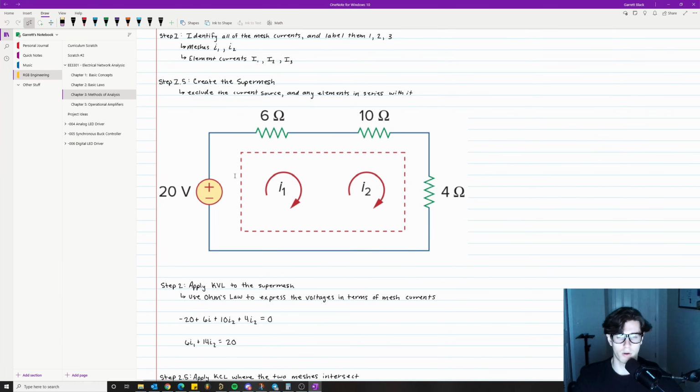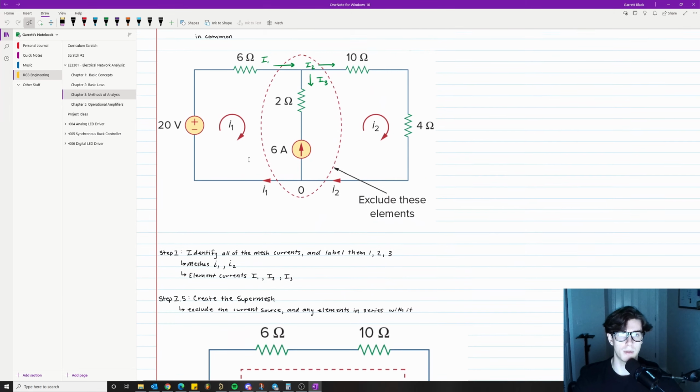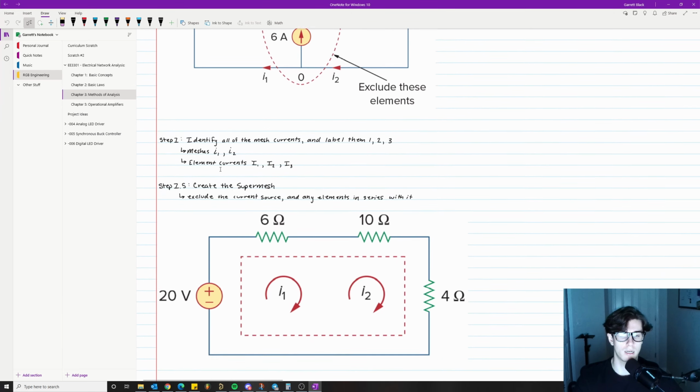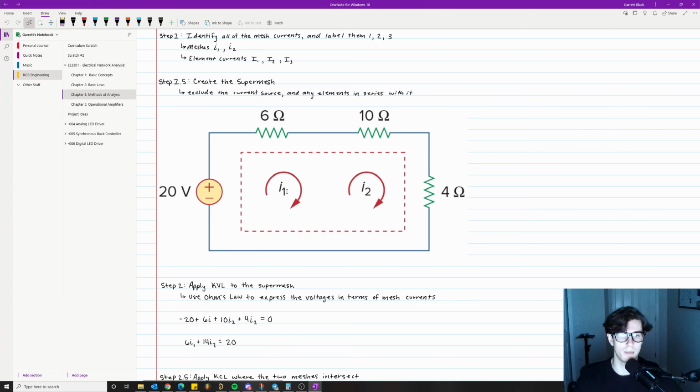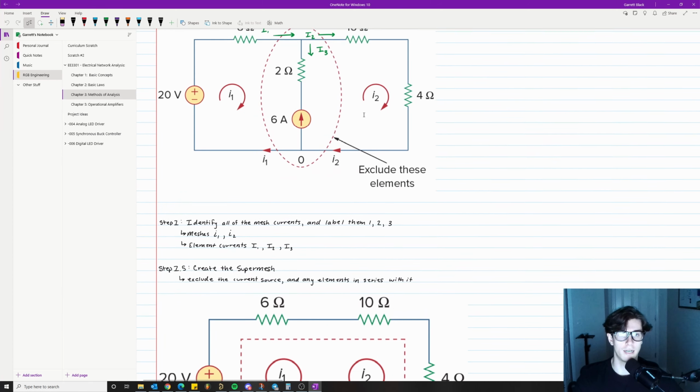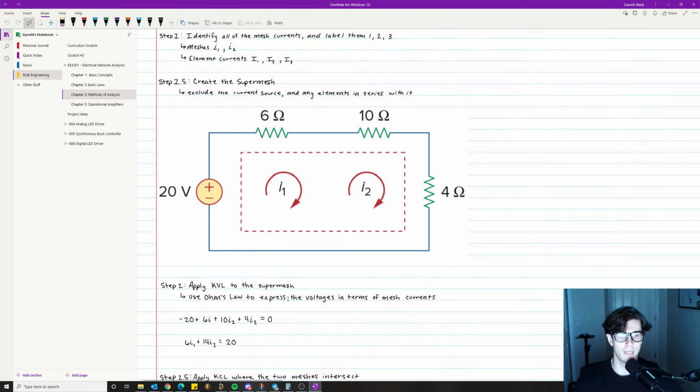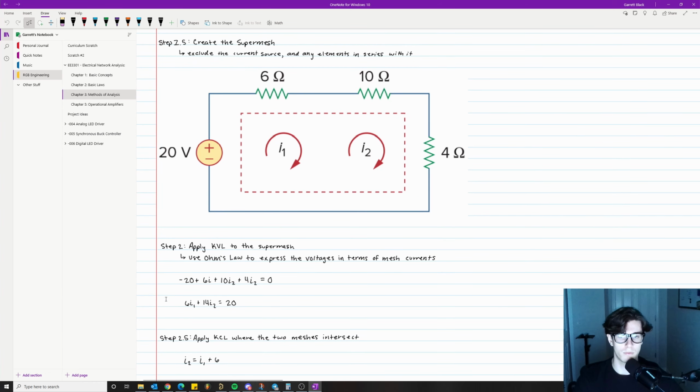So then we have, again assuming clockwise flow, when we get minus to plus, a negative 20. And then we have 6 I1, because remember, this 6 ohm resistor is on the I1 side of the circuit. So 6 ohms times mesh I1. And then we have 10 I2, which is on the side of the I2 mesh. Hopefully we're following that. And then we have 4 I2, which again is on the side of the I2 mesh, equal to 0. So this is Kirchhoff's voltage law in terms of the mesh currents and the resistors. That simplifies down, when you do the algebra, to 6 I1 plus 14 I2 equals 20.